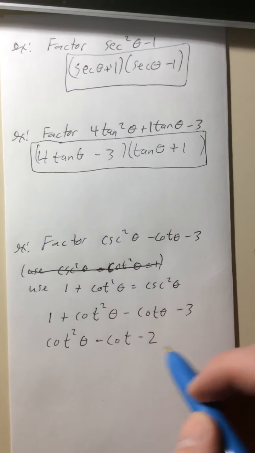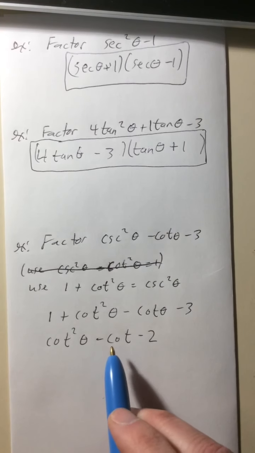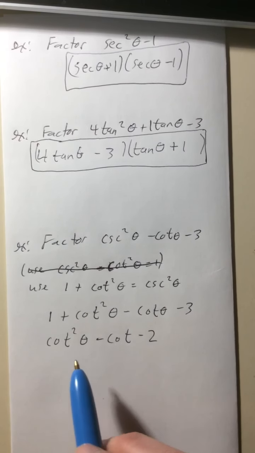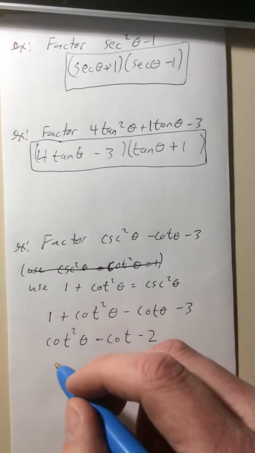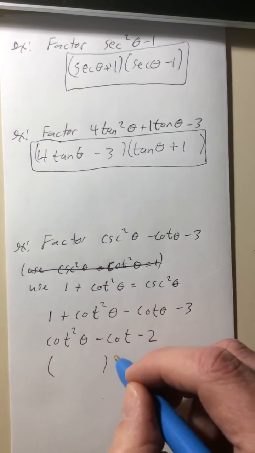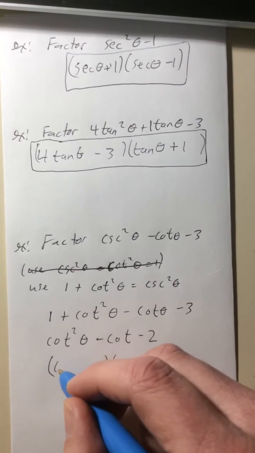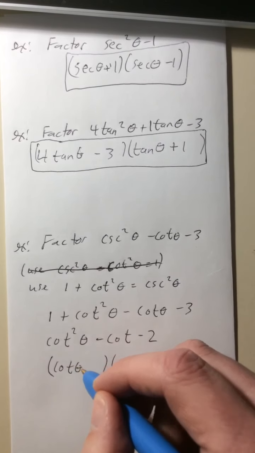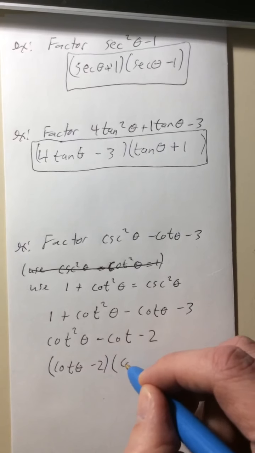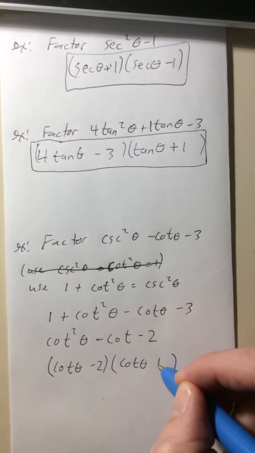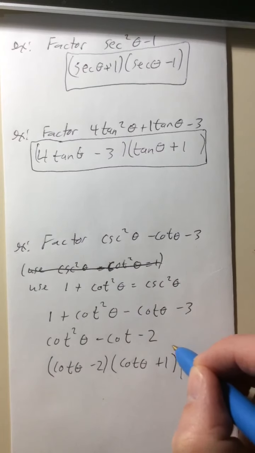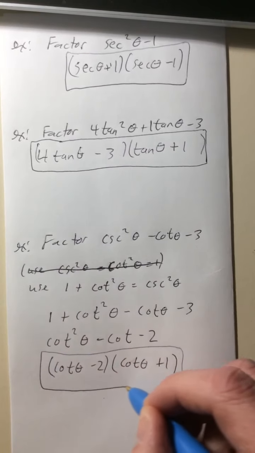And then we just need to factor this guy right here. Now you'll notice that they all are the same function. So we just treat them like they're the variables. And we ask ourselves what two numbers multiply to make 2, or negative 2, and add to make negative 1. And those, of course, are negative 2 and positive 1. And we are done. Easy stuff. Okay, so 3 more problems.